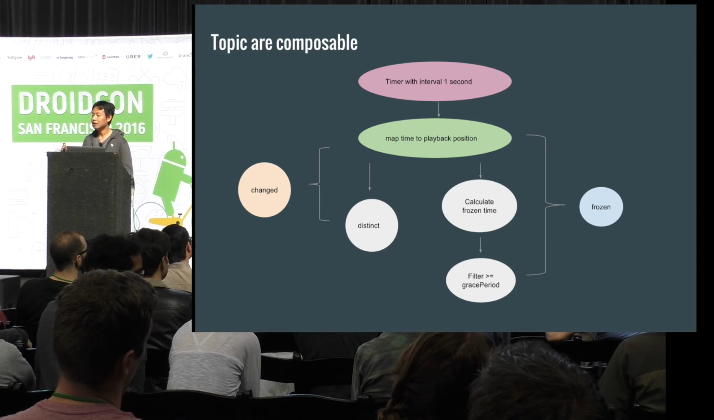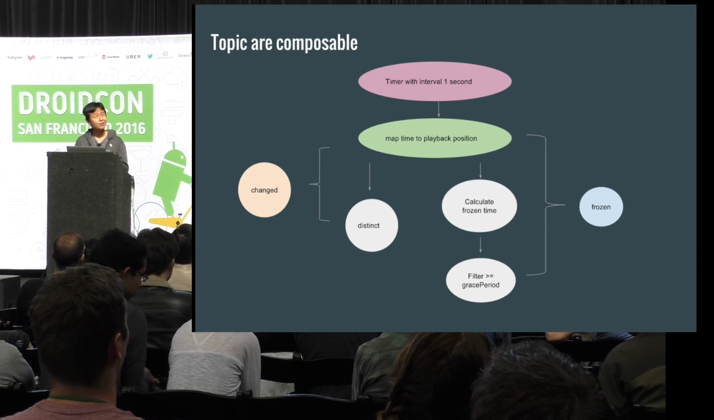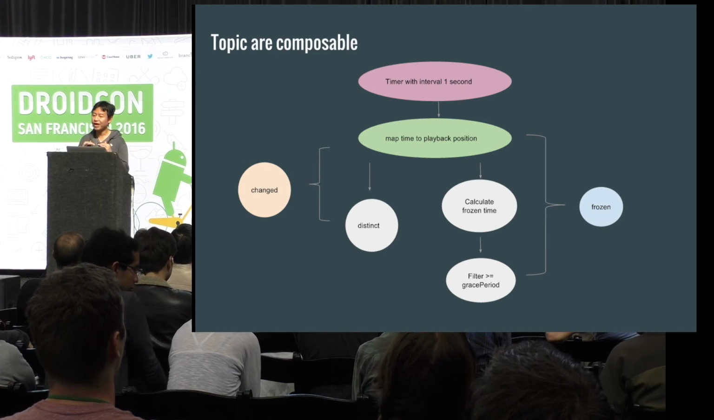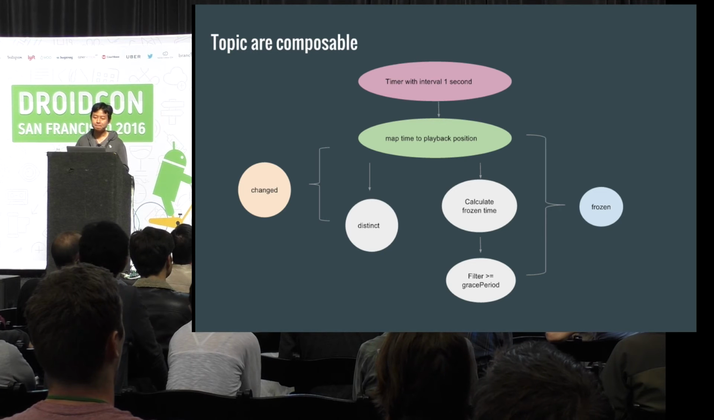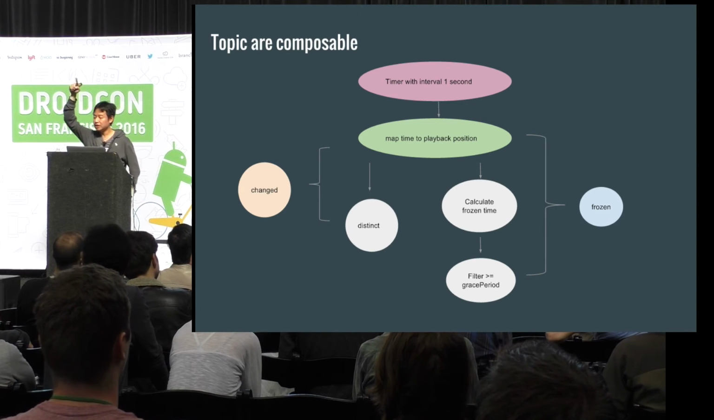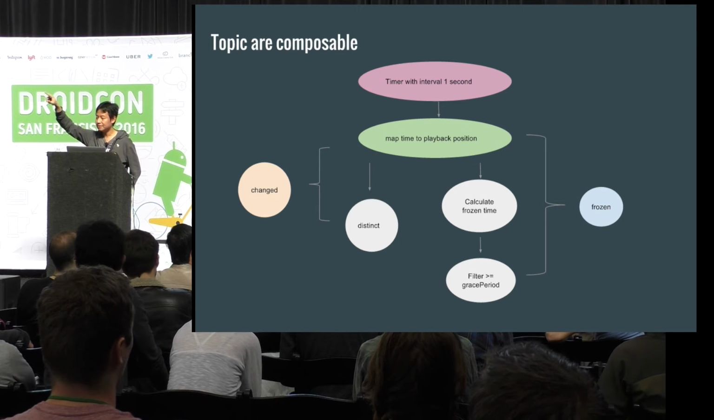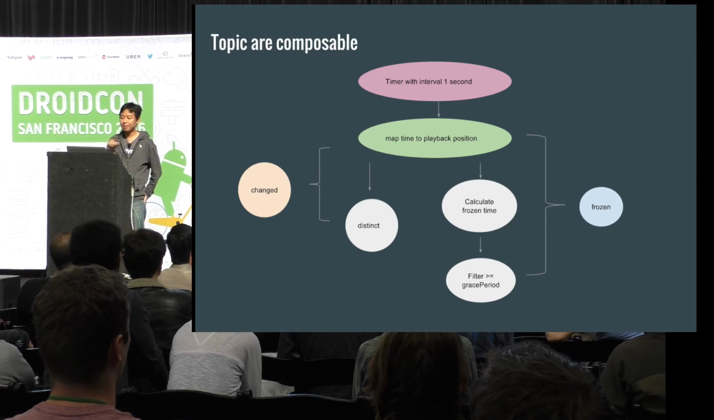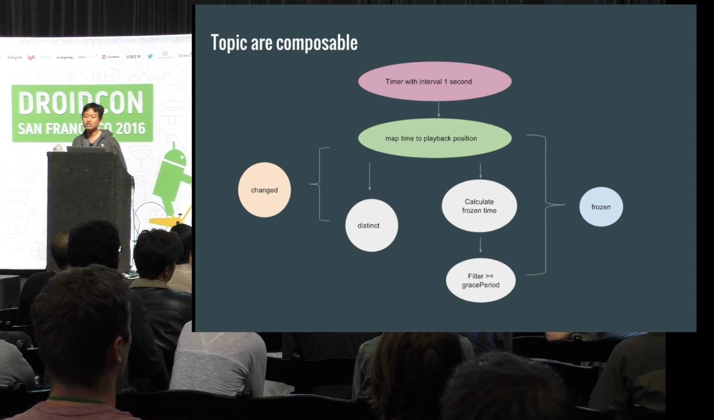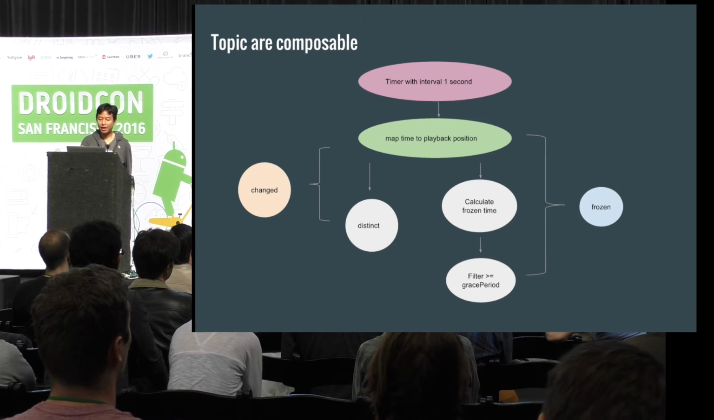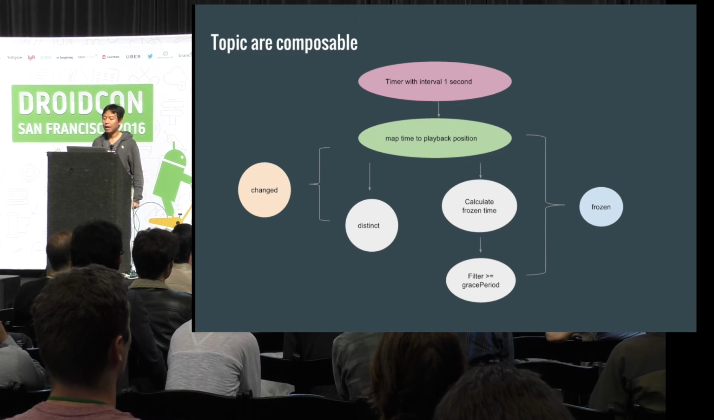Topics are composable. This is the biggest, most significant feature of reactive programming, composition, which they borrow from functional programming. If you can see here, the source is the same. Timer every 1 second. Then I map it to playback positions. Then I want to compose a topic called change. I call it distinct. It becomes the change. I'll show you the code later.